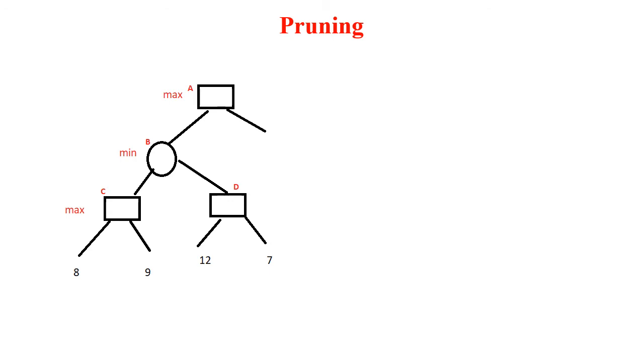For example, the max player, the root player, is A. It has two choices, one by going through B and one by going through this path. To make a decision, it has to travel till a leaf node or n number of look aheads are reached. Value 8 is given back to C.